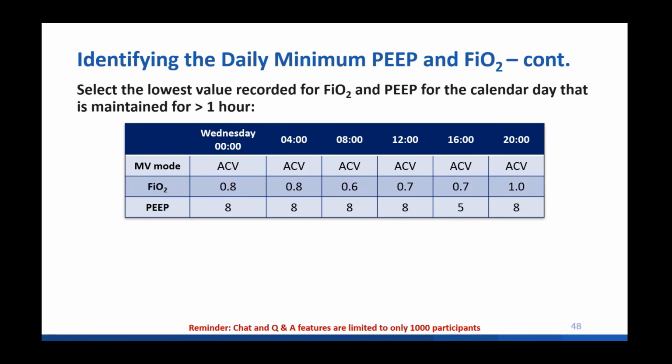All right, let's take a look at this example, and I'll let you all enter your determinations for the daily minimum PEEP and FiO2 values in the chat. I'm seeing a lot of 0.6 over 5. I'm also seeing 5 over 0.6.